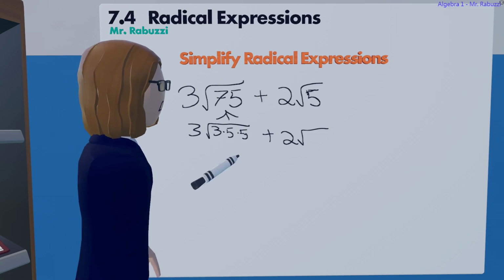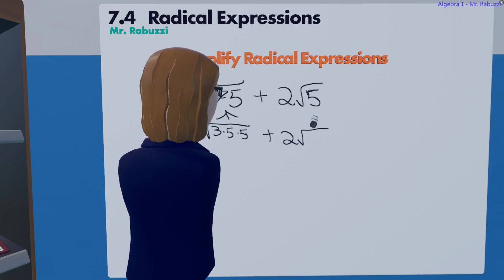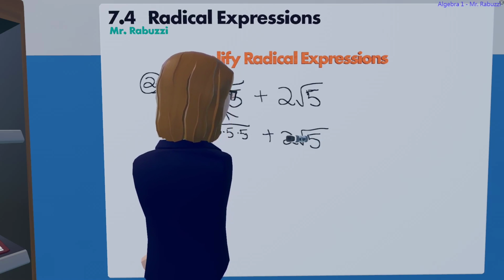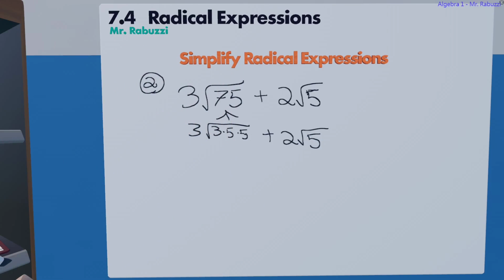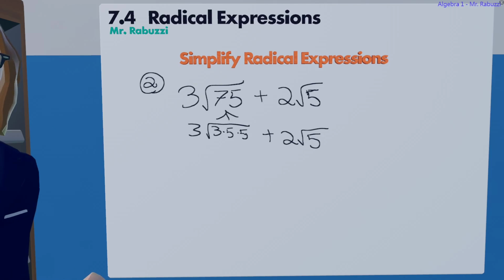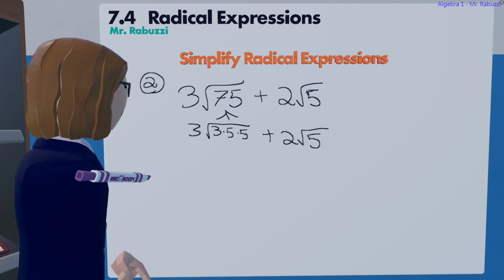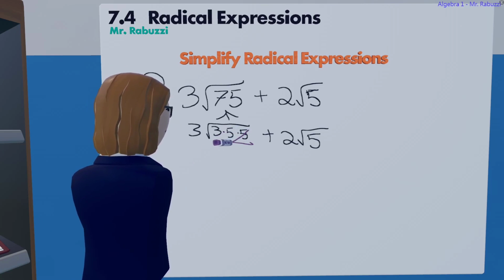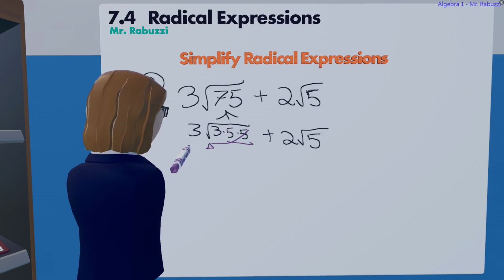Trick question, it's already a prime number. 5 is already prime, so we can't make it any smaller by factoring. Okay, do you notice anything we can get rid of? Anything we can help escape the radical? We have 2 of the same number, which means one of them will go outside.